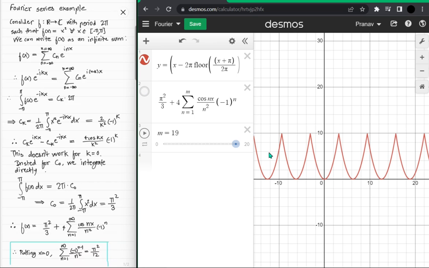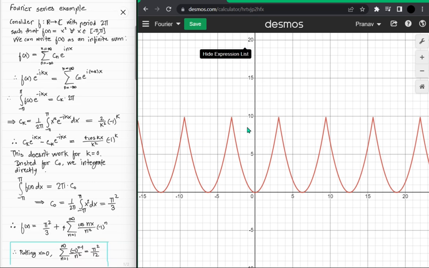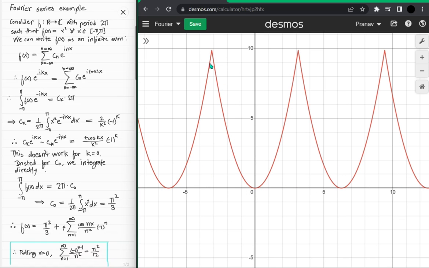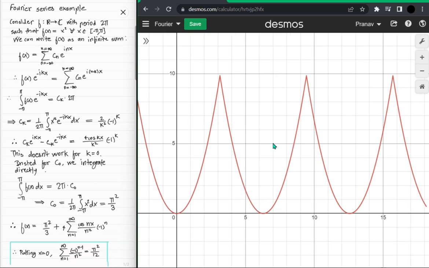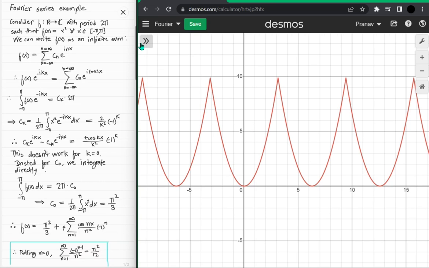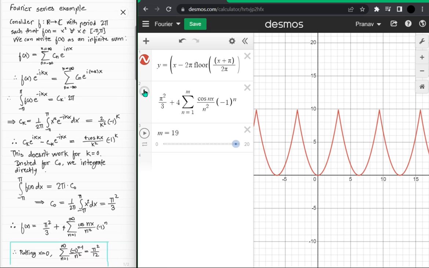So I'll just disable this thing so you can see it better. So this is how it looks, right? So you can see it resembles f of x equal to x squared in this region, negative pi to pi, but then it's just this thing copied over here as well, and yeah, it keeps on going. Right, so that's good.